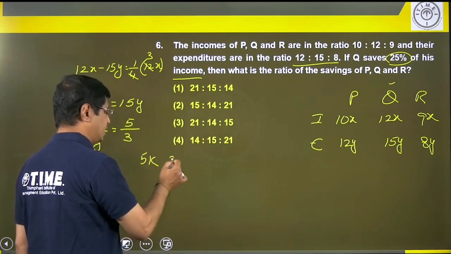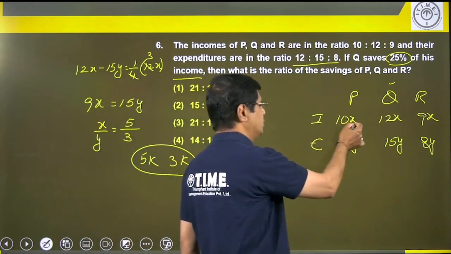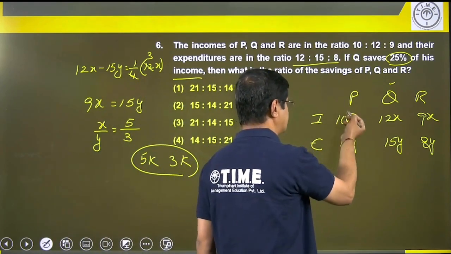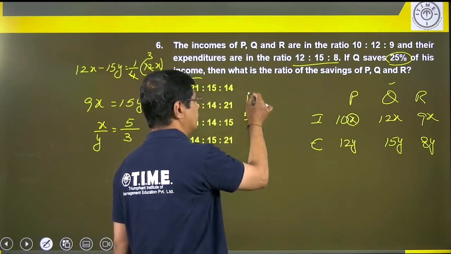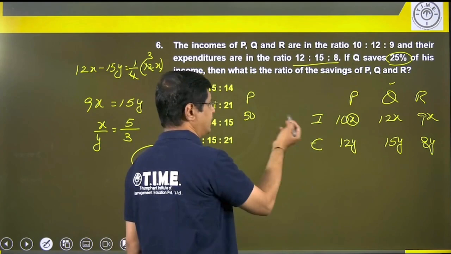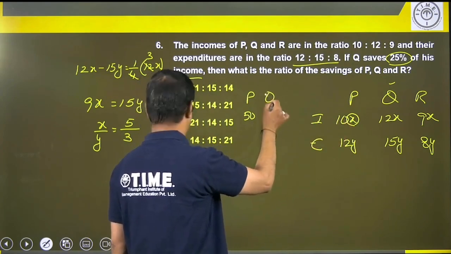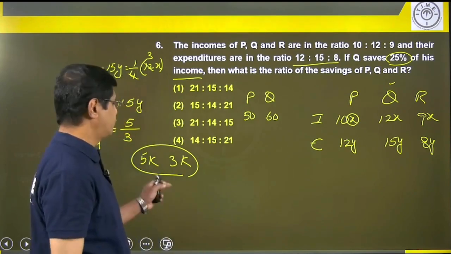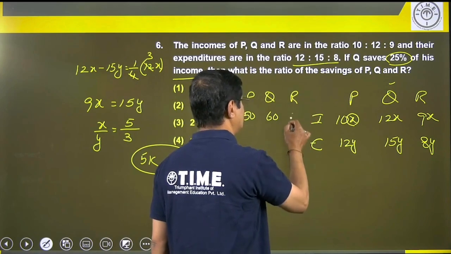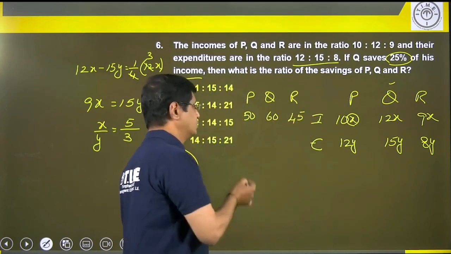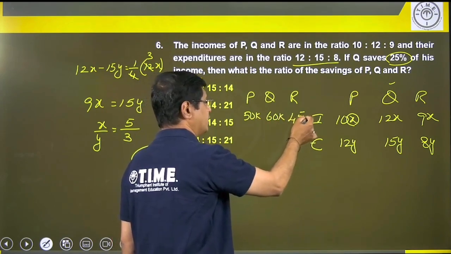5k and 3k are the values of x and y. Now substitute 5k here, it will give 50k, the value of P. Now 12 into 5, that is 60. 9 into 5, 45. The values, of course, are 50k, 60k and 45k.